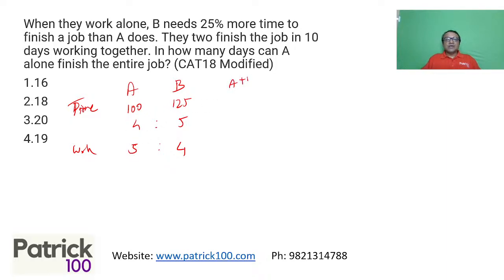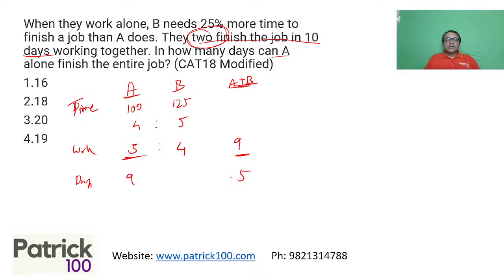We want A, and A plus B is given to you. The two finish the job in 9 days. So we have A plus B given to you, and we have to find A. So work done by A and A plus B put together is 5 is to 9. So days taken is 9 is to 5.